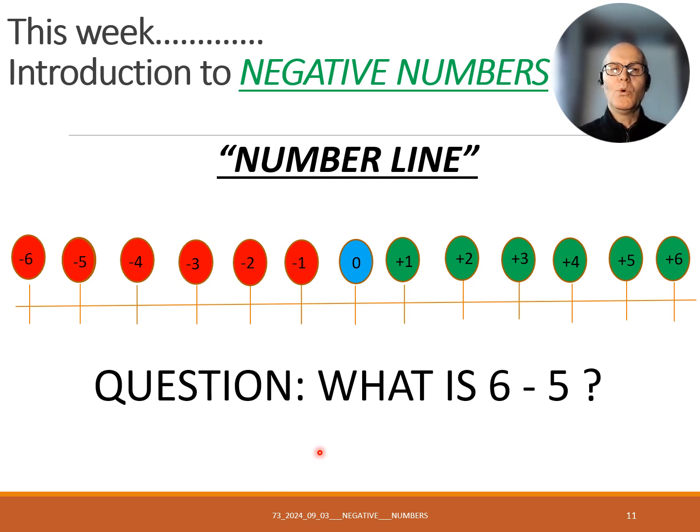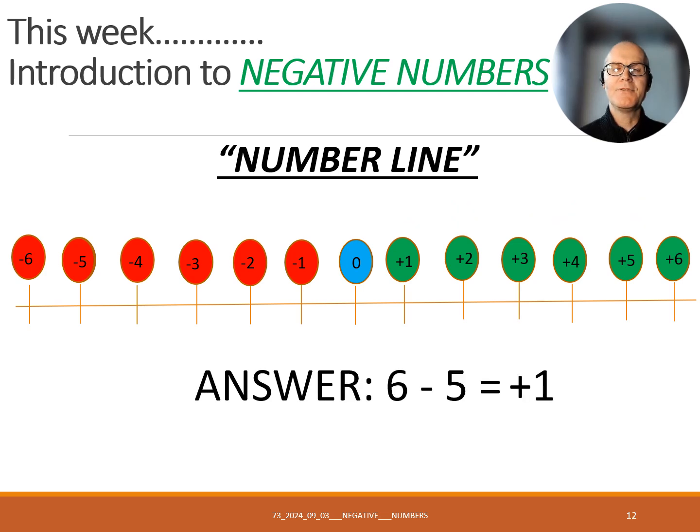Next question on our number line. What is 6 minus 5? Positive 6 minus 5. Here we are working on our number line. 1, 2, 3, 4, 5. So we've gone from positive 6 to positive 1. 6 minus 5 equals positive 1, or just 1.